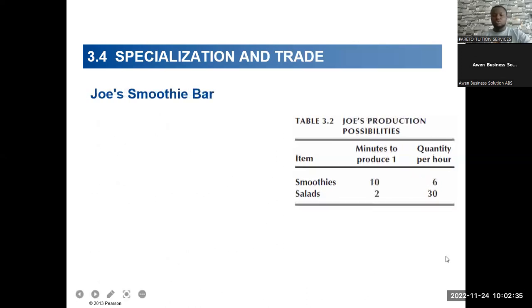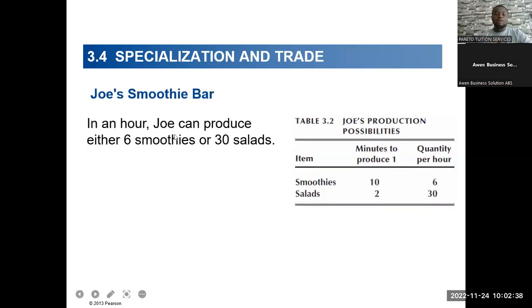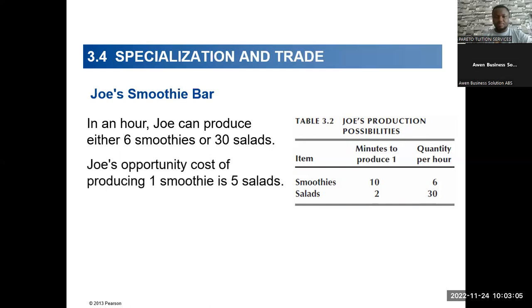Now let's go to Joe. For Joe, in an hour, Joe can produce 6 units of smoothies. So it means that he will use 10 minutes to produce 1 unit of smoothie. Are we together? Yes. If in an hour you can produce 6, it means that you are using 10 minutes for each unit. But then he can produce 30 units of salads in an hour, which means that he's using 2 minutes to produce 1 unit of salad. Is that okay? Yes.